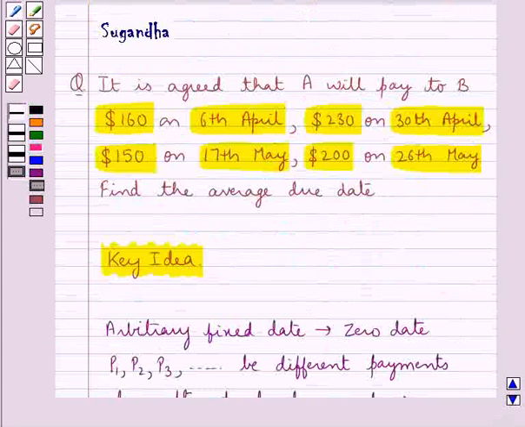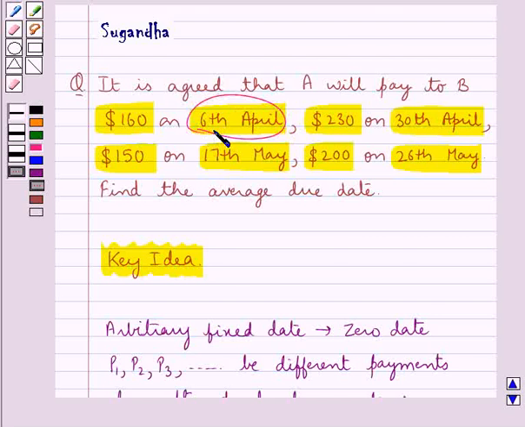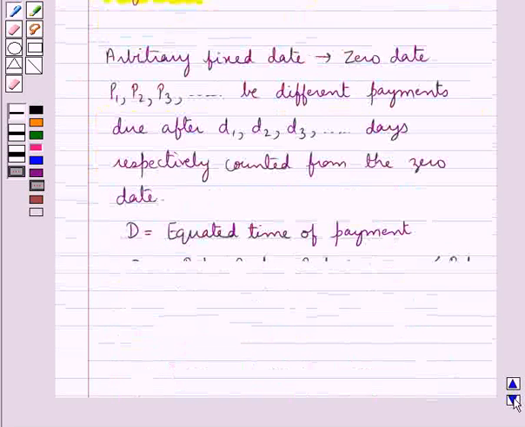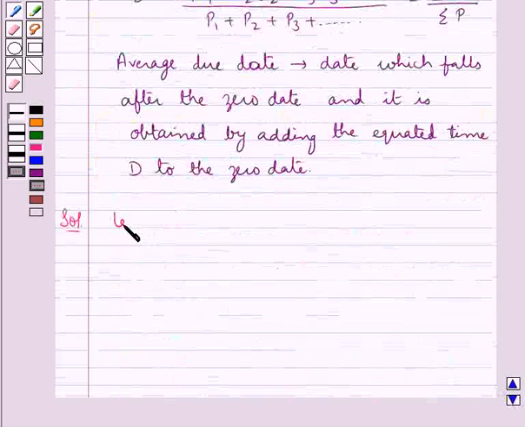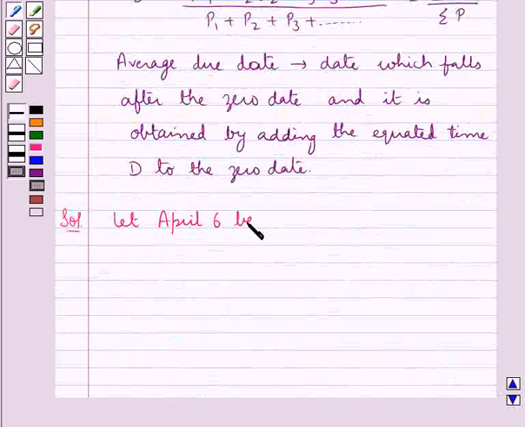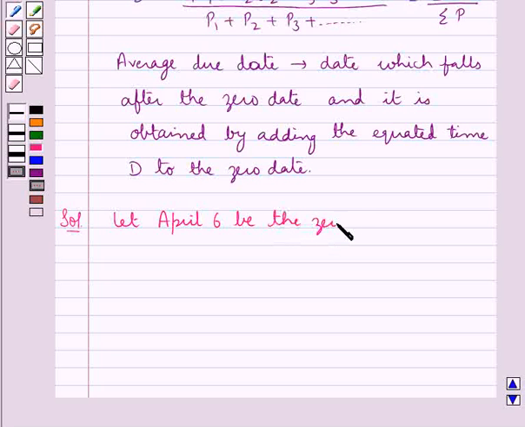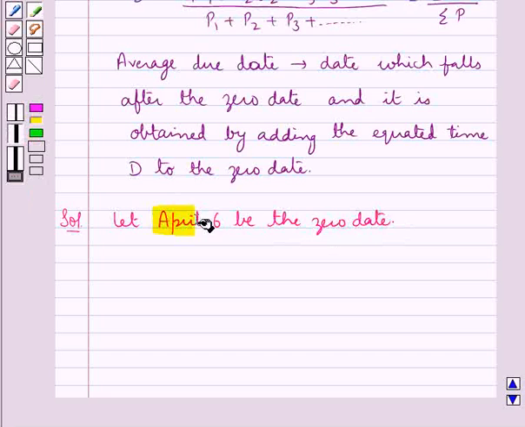In the question, we are given different payments with their due dates, and we are supposed to find the average due date. Now, the first due date is 6th April. So, we assume April 6th to be the zero date. So April 6th is taken as the zero date.